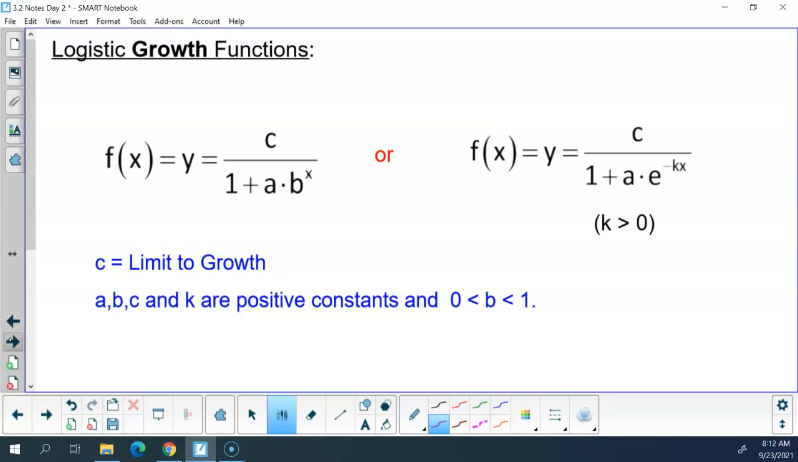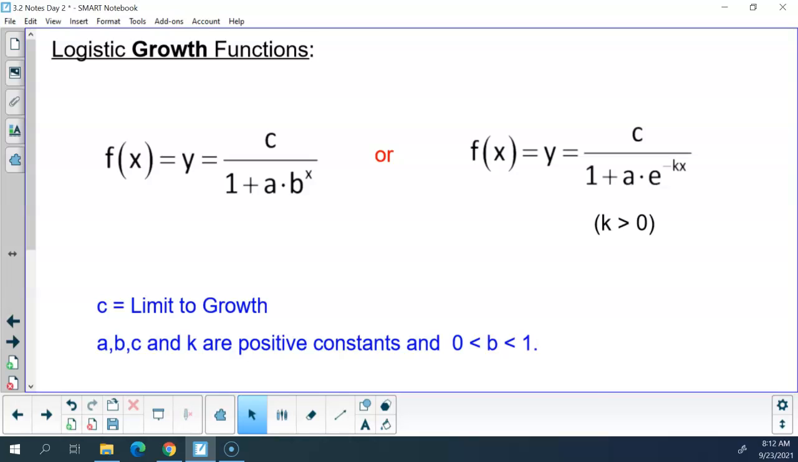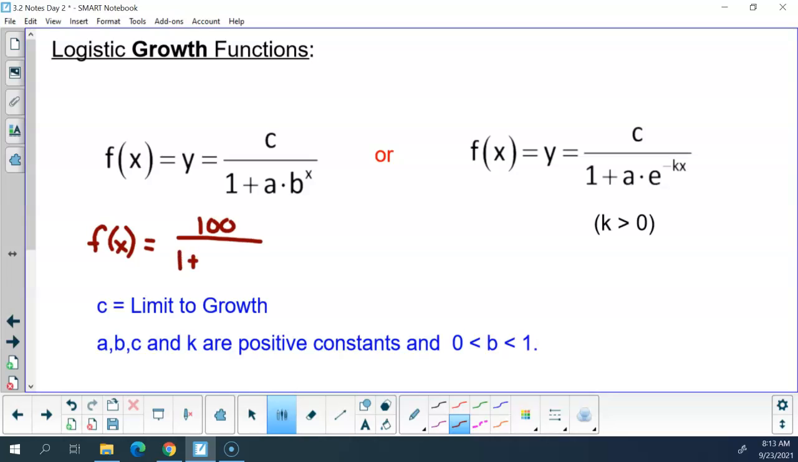Let's see if I can, this one. An example of what one of these might look like would be f of x equals 100 over 1 plus 2 times 1/3 to the x power. That's just an example of a logistic function, where the upper limit, the limit to growth, would be 100. So we'd have a horizontal asymptote up at 100, and we'd have a horizontal asymptote at 0.